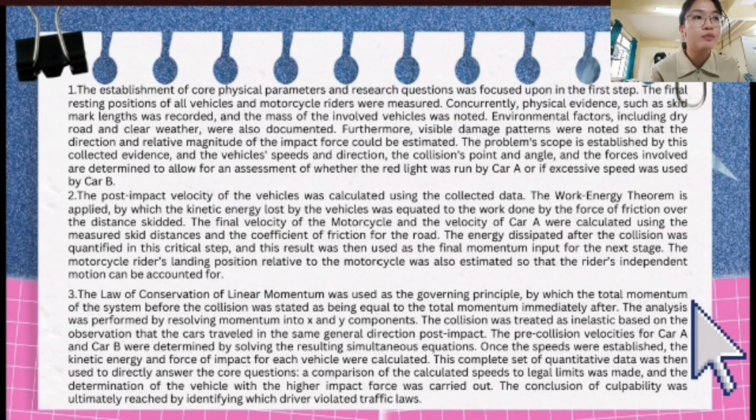Since both vehicles move in the same direction after the crash, the collision was treated as inelastic. Finally, we compare the calculated speeds to legal limits and analyze the impact forces to determine which driver violated traffic laws, whether car A ran the red light or car B was speeding.